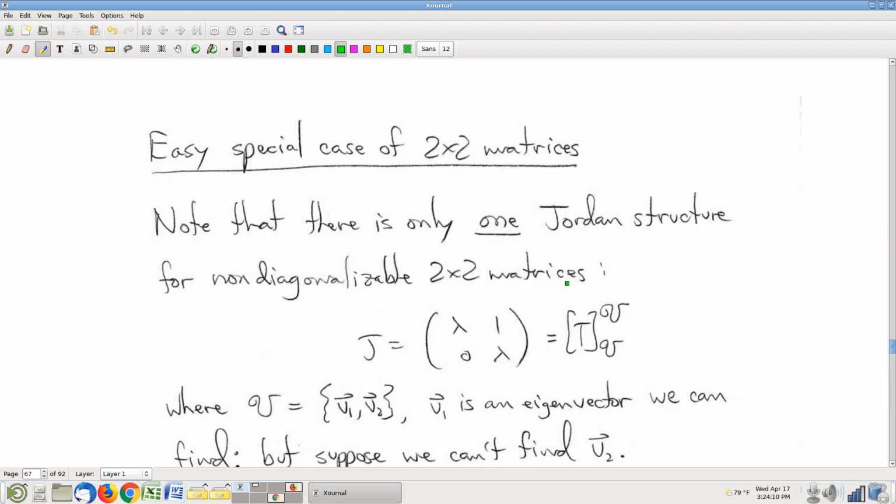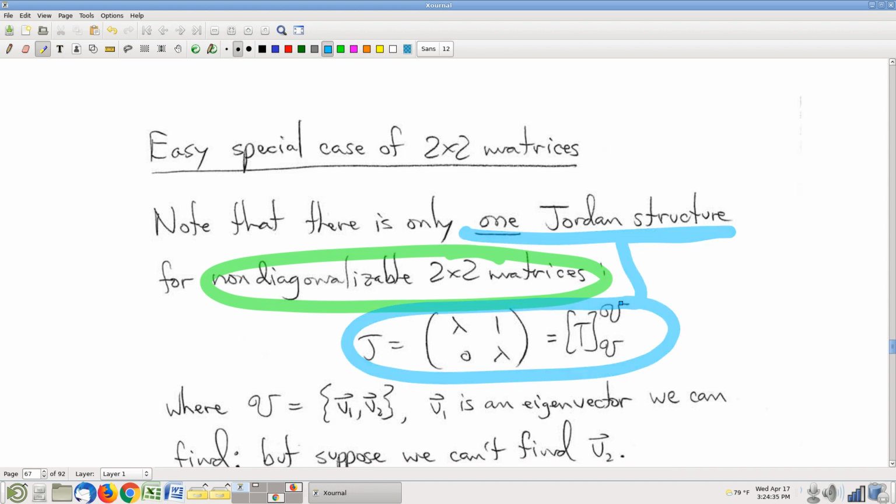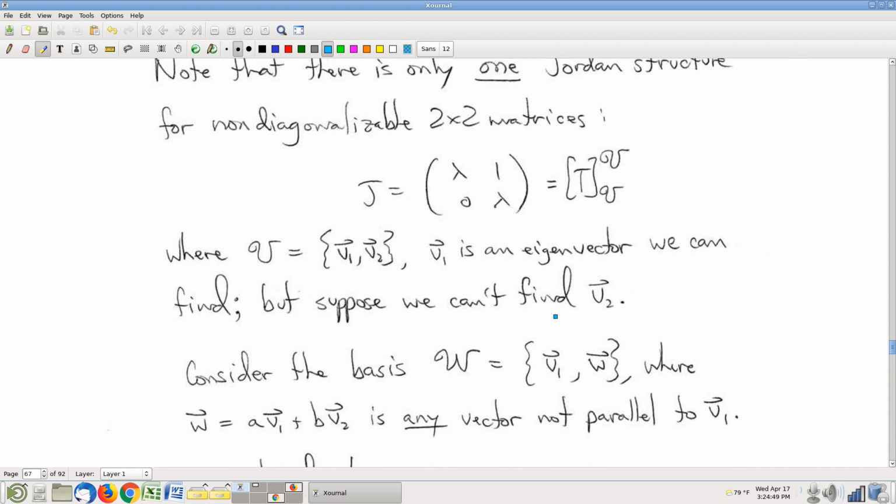So I want to show you another case. Sometimes you get lucky and things work out really nicely. So let's consider the 2x2 case. And it turns out something really nice happens if you're looking at a non-diagonalizable 2x2 matrix. And that is, for a non-diagonalizable 2x2, there is only one possible Jordan form. And that's it. This is the only non-diagonalizable Jordan form. So that's kind of nice. So in some sense, we really only have one problem to solve here if it's a 2x2 matrix. And a nice thing happens.